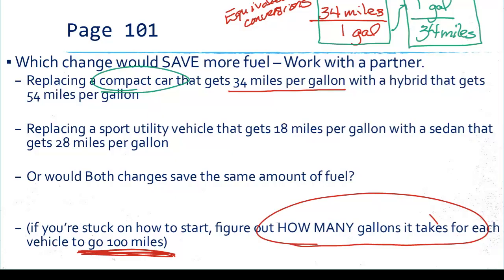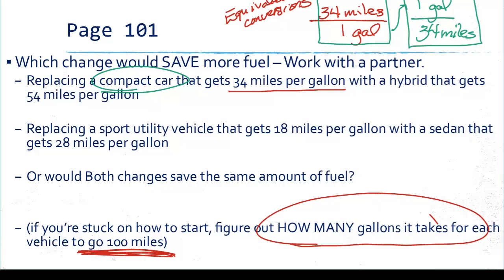So, how many cars do we have that we're talking about here? How many cars total? We have 4. We have a compact car, 34 miles per gallon. We have a hybrid car that gets 54 miles per gallon. And we're seeing, is it going to be better to replace the compact car with the hybrid, or is it better to replace that SUV with the sedan? The SUV gets 18 miles per gallon and the sedan gets 28.